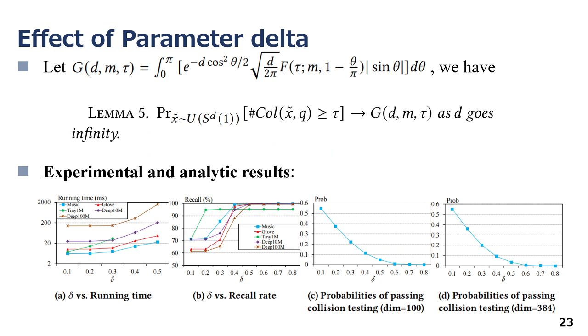Finally, I want to talk about the setting of a critical parameter delta. From the theoretical results, which are shown in the two figures on the right-hand side, delta has a significant effect on the query accuracy when it is in the interval 0.3 and 0.5, which is almost consistent with the results of real datasets on the left-hand side.